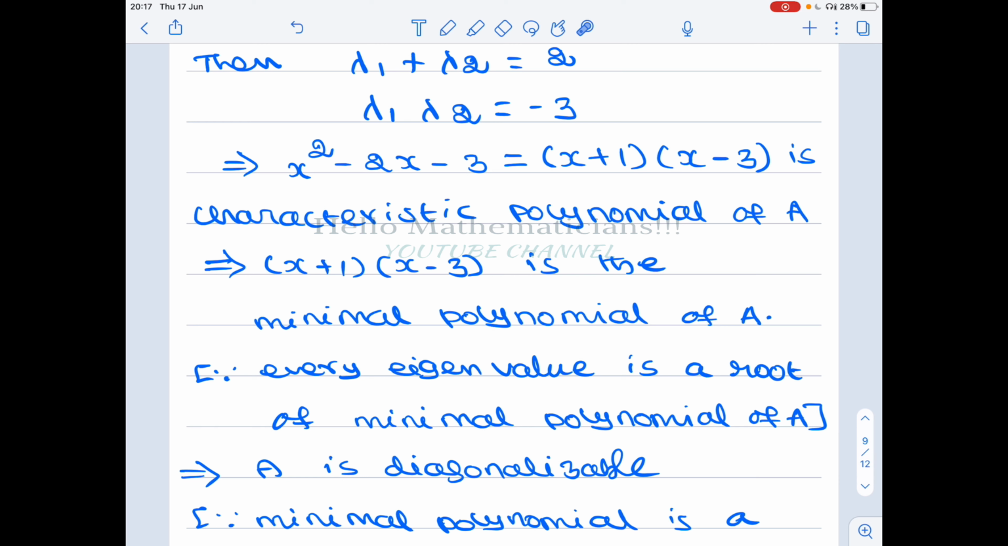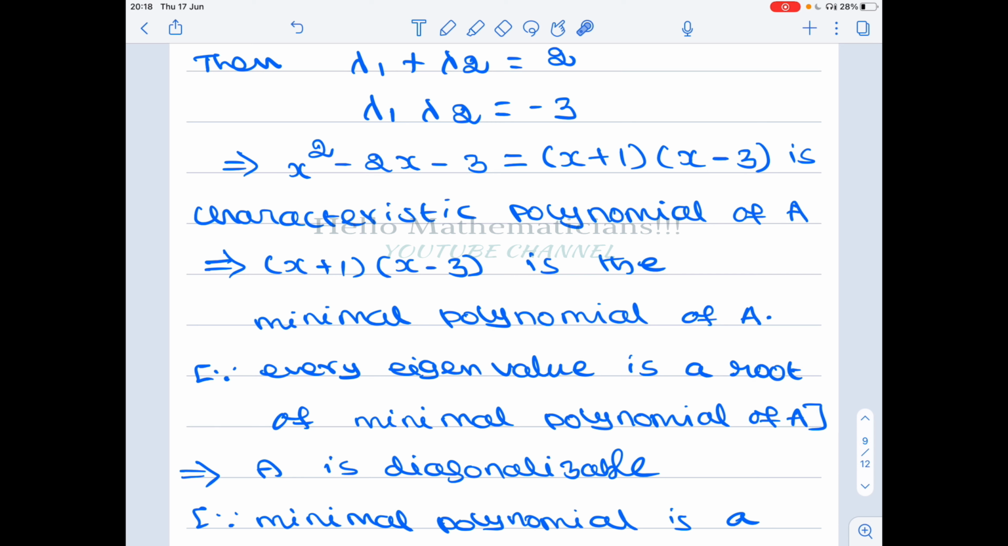Why? Because the minimal polynomial divides the characteristic polynomial. Therefore, the degree of the minimal polynomial cannot be higher than the degree of the characteristic polynomial, so the degree of the minimal polynomial can be at most 2. Now, each of these roots has to occur in the minimal polynomial also. Therefore, the minimal polynomial has degree 2. So from that we conclude that this is the minimal polynomial. Now, the minimal polynomial is a product of distinct linear factors.